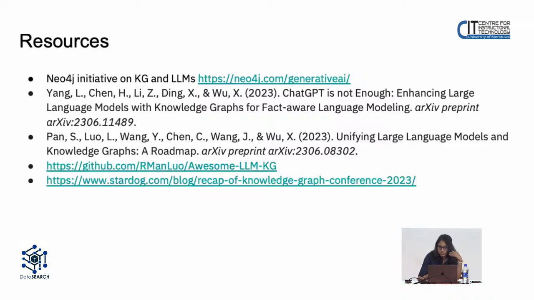These are some of the resources I've just managed to put here. Recently, Neo4j is a knowledge graph initiative. They have a huge GitHub repo and several tools to analyze knowledge graphs. They are particularly focusing on combining knowledge graphs and LLMs and producing tools recently for this. So they really focus on this problem that I was talking about.